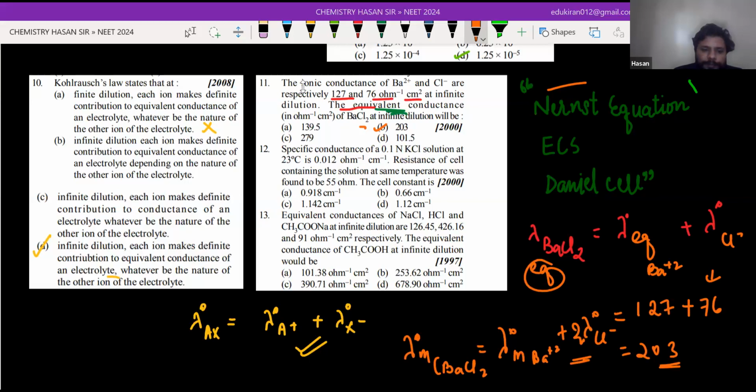12B, 13C. Very good. The rest is correct. 12 and 13: 12B, 13C.